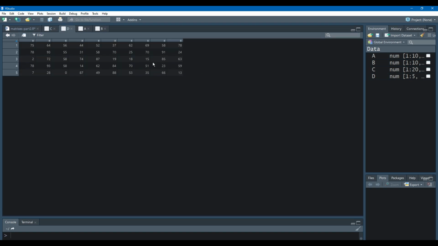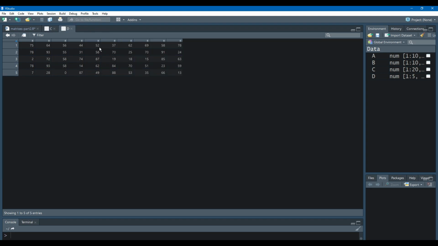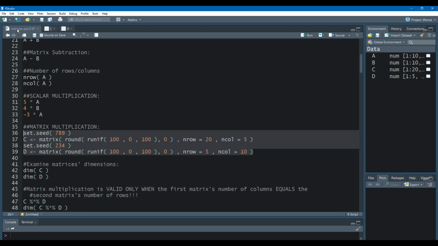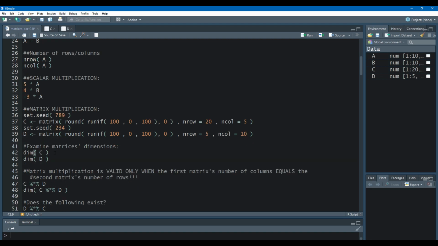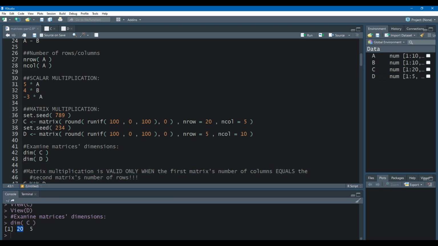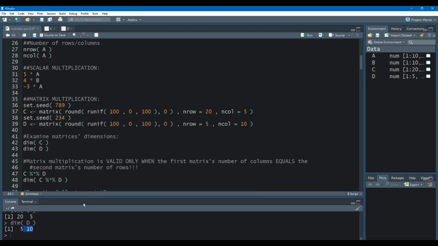Here we can see C and matrix D. So matrix C is very long, matrix D is relatively wide, both filled with pseudo-random numbers generated from a uniform distribution. Let's examine their dimensions. So the dimension of C is that we have 20 rows, 5 columns. Dimension of D, 5 rows, 10 columns.